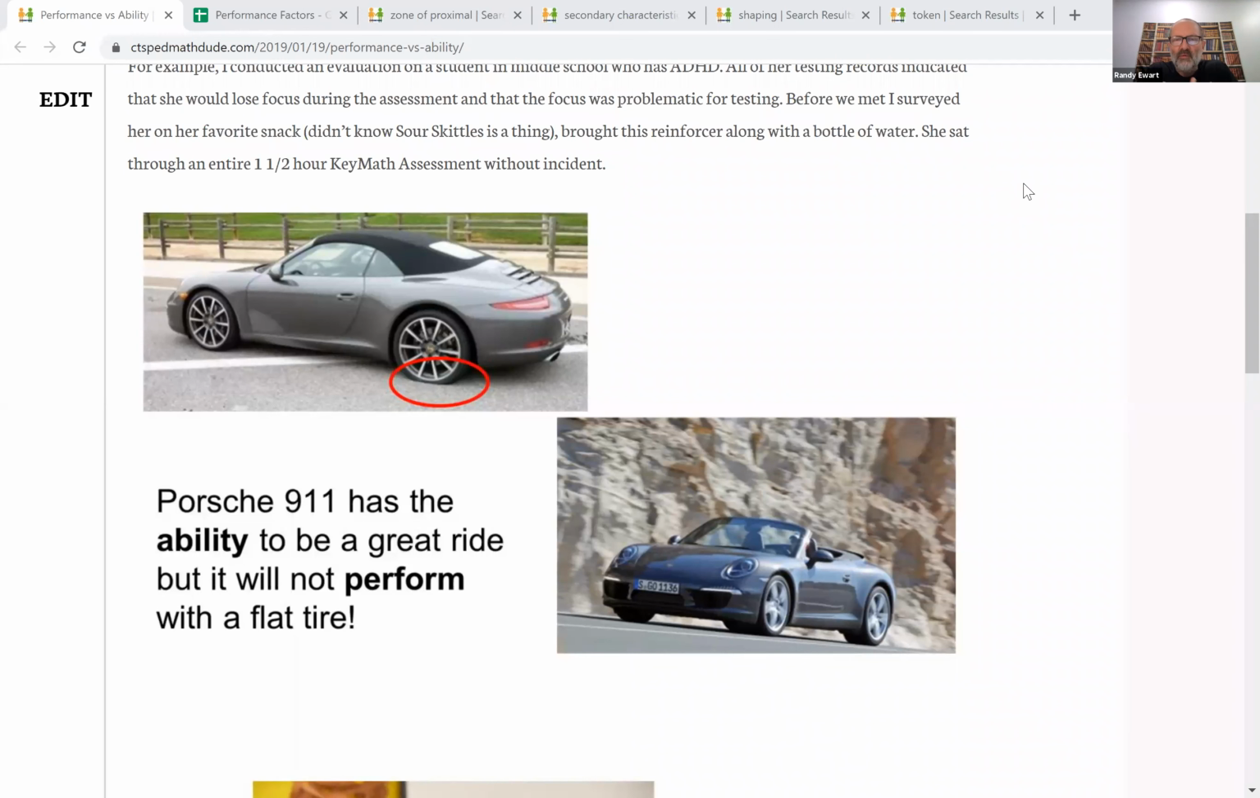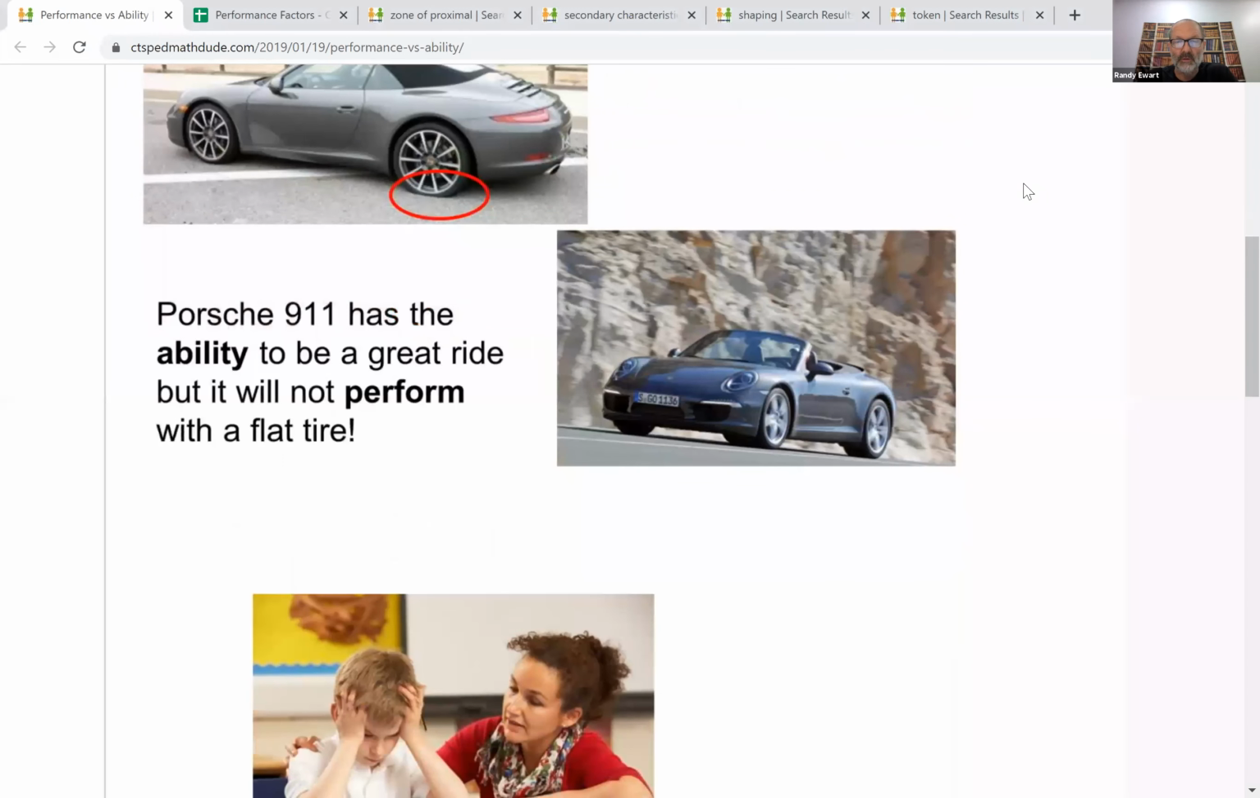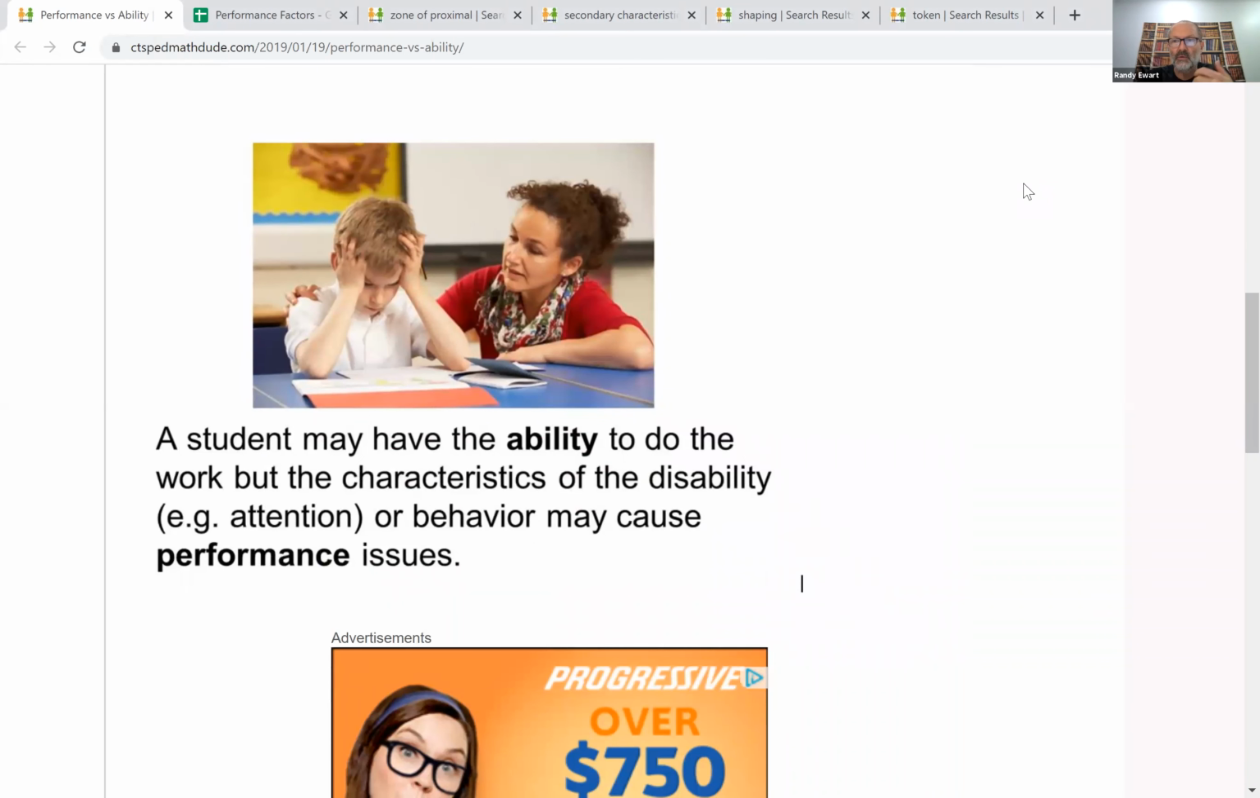So to explain performance versus ability, let's use an analogy of a car. This car has the ability to be a really nice ride, but if it has a flat tire, its performance is going to be severely impacted. Well, the same thing can happen with our students. They may have the ability to perform some skill or task or to do some academic work, but there are performance factors that get in the way. So a student can have ability, but not perform up to their ability.